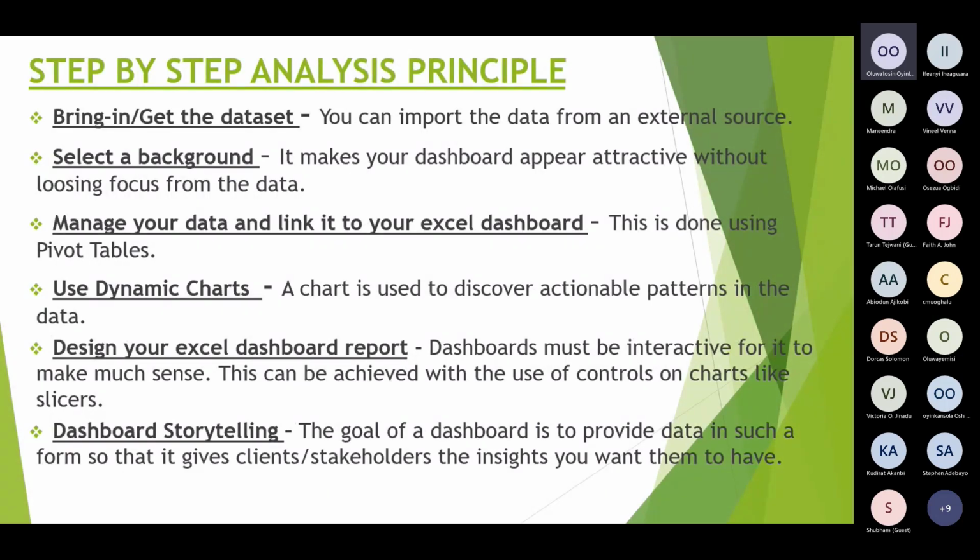Then use dynamic charts. I said a chart is used to discover actionable patterns in data sets. You could use a line chart, a bar chart, an area chart, a pie chart and a donut chart, among many other things, depending on what the data looks like. If you're looking at a data set over a long period of time, most times it's advisable to just use a line chart. But if you are comparing fewer things, like maybe 4 or 5 items, you could use a bar chart to quickly look at a pictorial representation of the comparison.